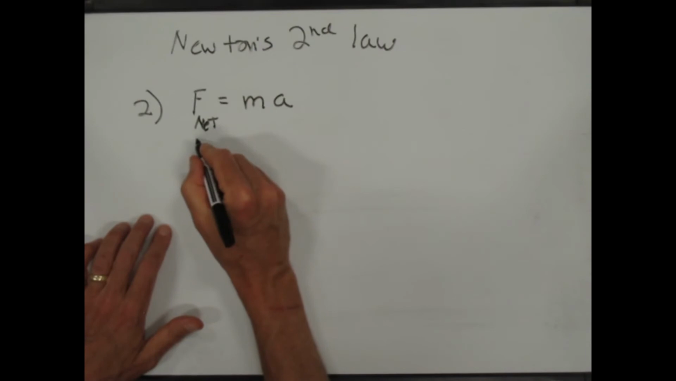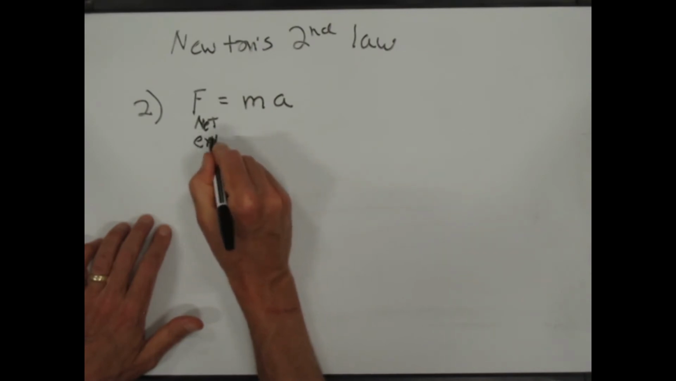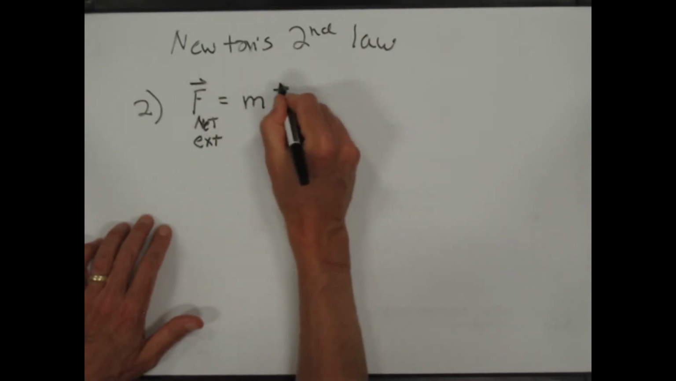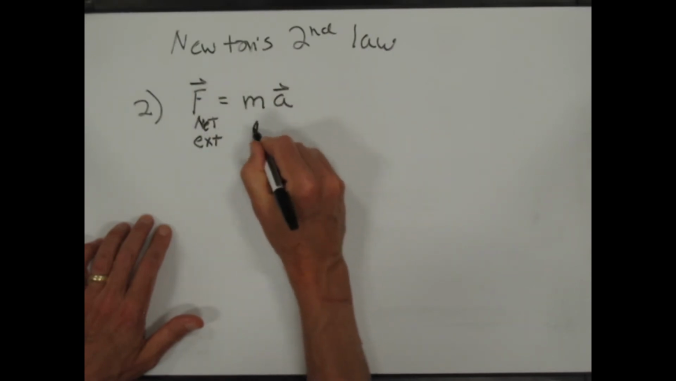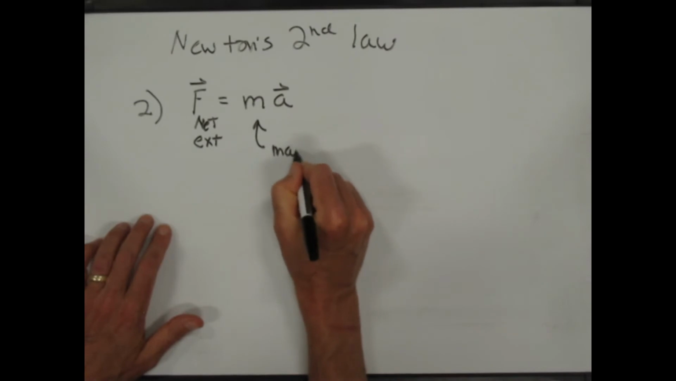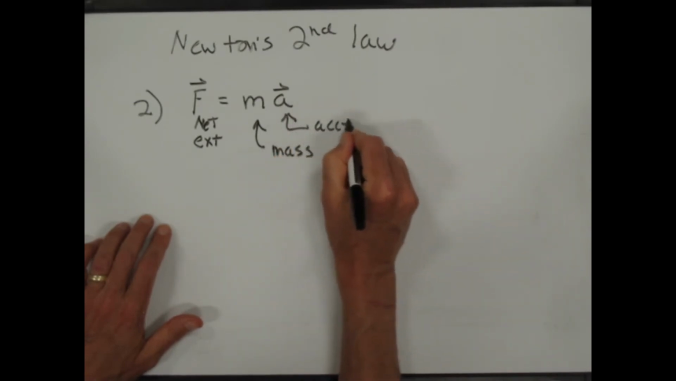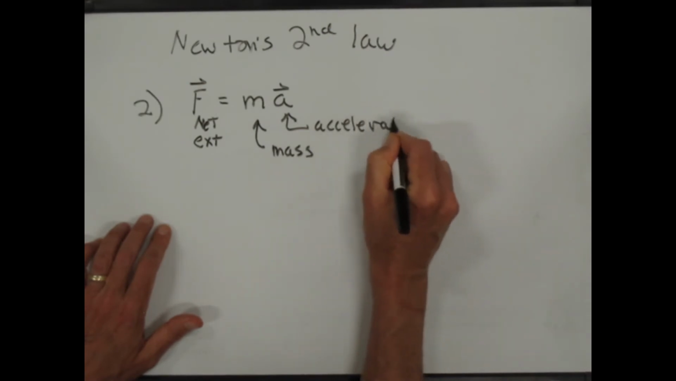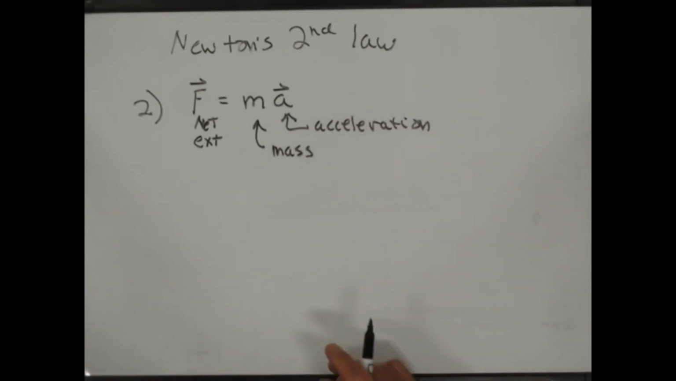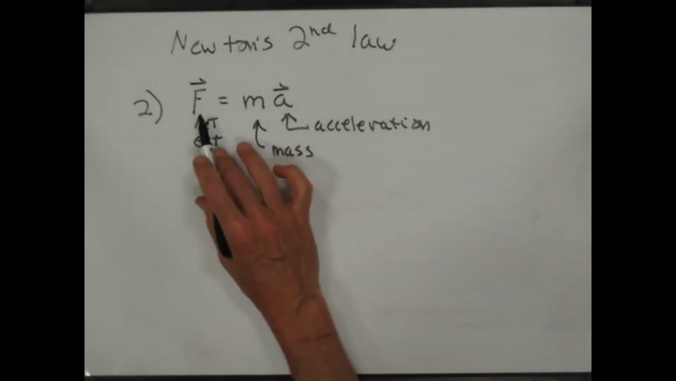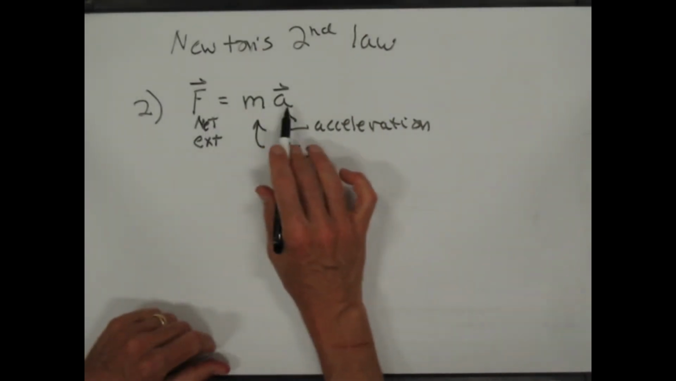And really, if I want to be real careful, I would say the net external force is equal to the mass times the acceleration. This is a vector, and this is a vector. And so this is the mass, and this guy is the acceleration. And so this is what Galileo was kind of after. Newton was kind of after. He was after the relationship between forces and motion.